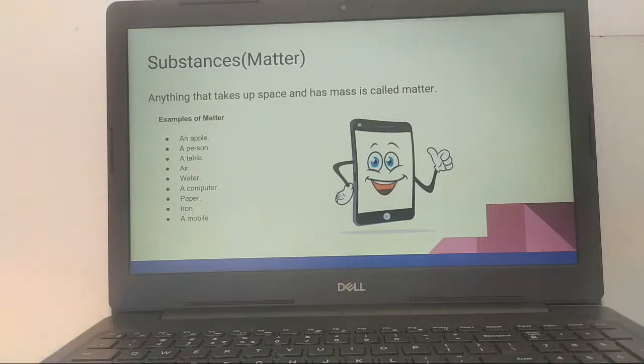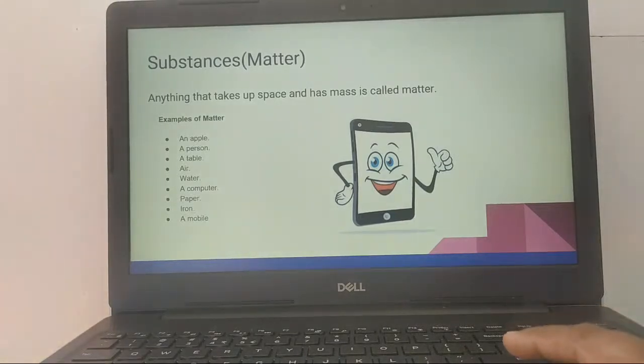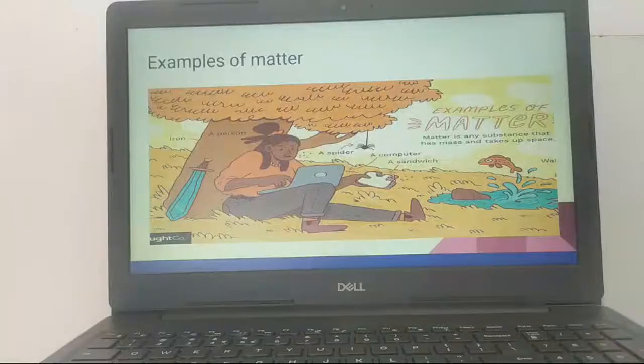Everything around us is made up of matter. Transformation. Here are a few examples.